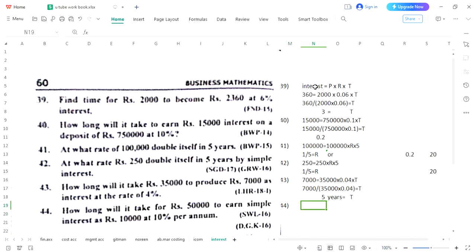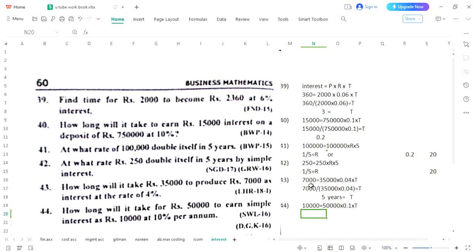Again we will be using same formula, interest is equal to P into R into T. 44, how long? It means again time is missing, so T is required. For 50,000 to earn a simple interest of 10,000, it has been mentioned 10,000 is your interest, 50,000 is your original or principal amount. Rate is mentioned 10%, 10 divided by 100, that means 0.1, and then you will multiply. Time is not mentioned, you will write T.